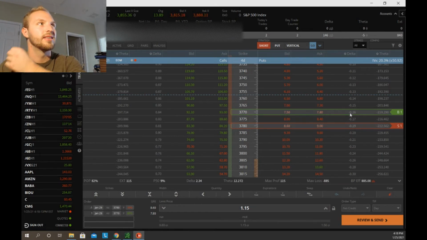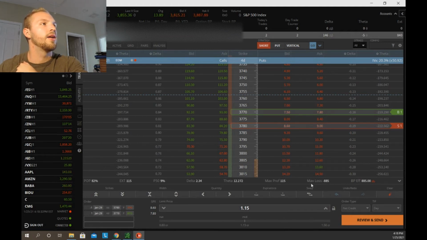So hopefully that makes sense. This one's more expensive, this one's cheaper, so my profit is the difference in the premiums between the one that I'm selling and the one that I'm buying. And look at what that does to my max loss and my buying power required. All of a sudden now that's affordable.